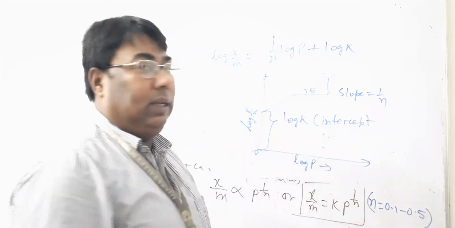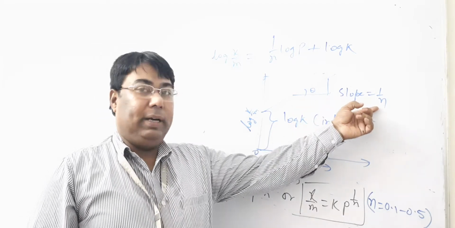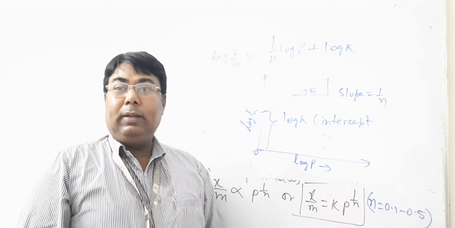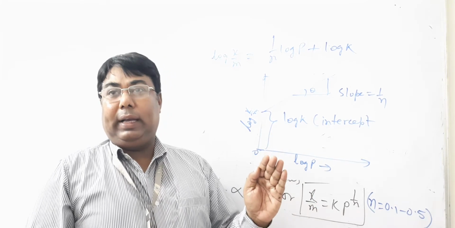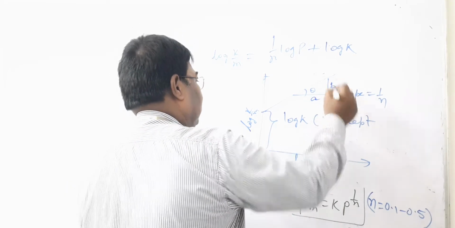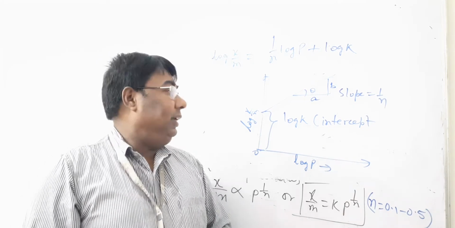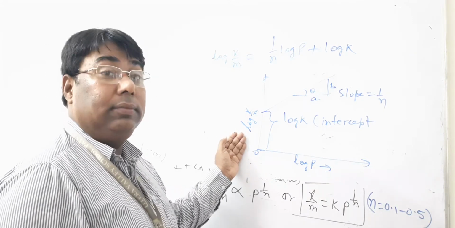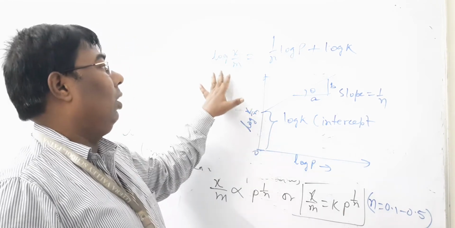So by plotting the graph, we can find out the value of n. Slope is equal to 1 by n and intercept is equal to log k, and this is the formula by which you can find out the value of log k and n. Understand? This is the value of a and this gives the value of b. So by using this formula, you can find out the values of k and n in this way by taking the logarithm on both sides.